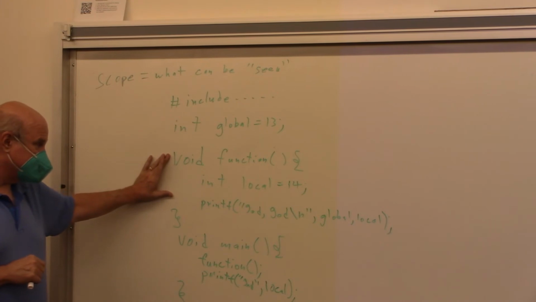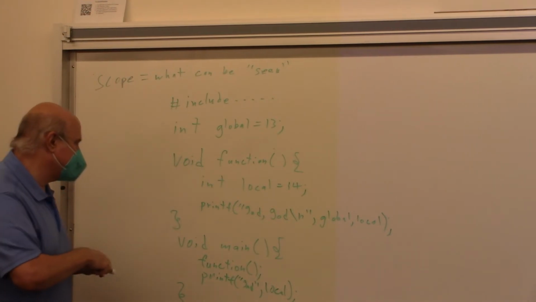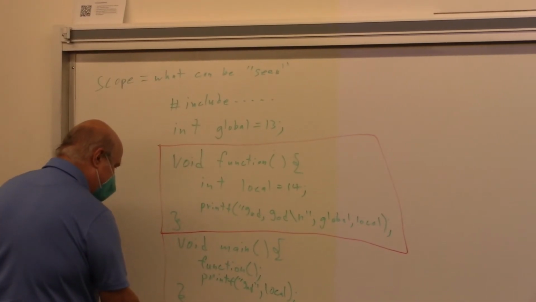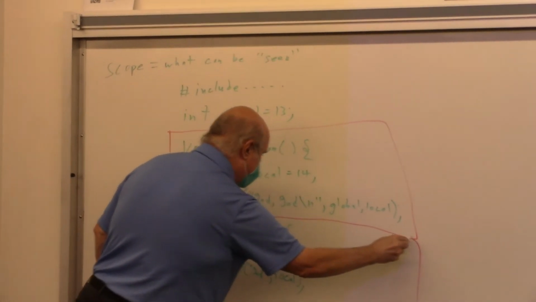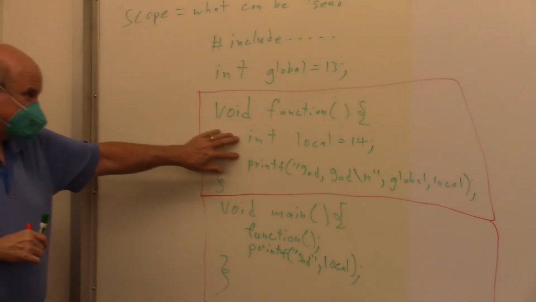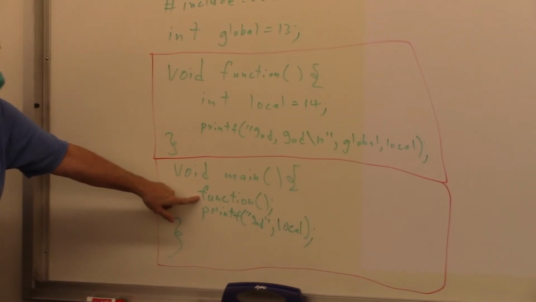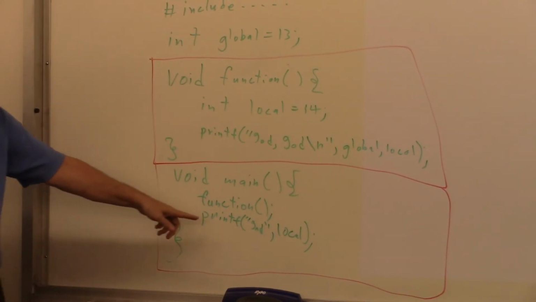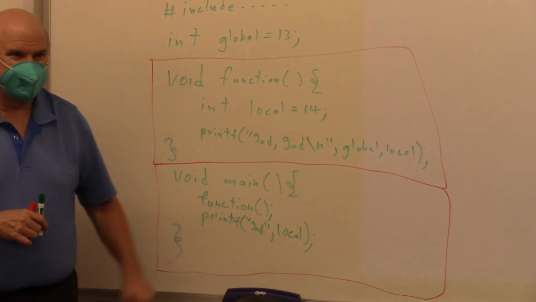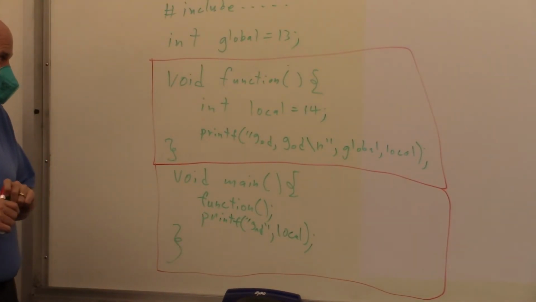This function is global to it. This function is one function. This function is another function. They're at the same level in the program, and this one is ahead of it. So it can definitely see function. So in the printf statement, can this see local? Is it because in the function you use void, so that doesn't return?